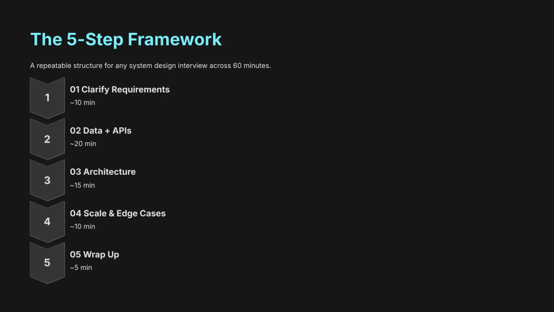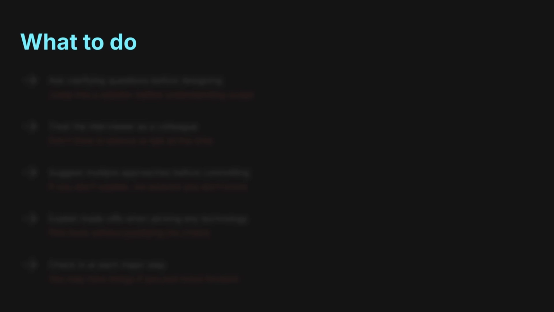Now that's the 5-step system to manage your time, but let's also come back to these 5 dimensions that you're being evaluated on and see what you should do and what you should avoid doing during the interview. So first thing I recommend you do is ask clarifying questions before designing. This is the first step. If you jump into a solution before understanding the scope, that is already a red flag for the interviewer. So this is a mandatory step before you get into designing anything.